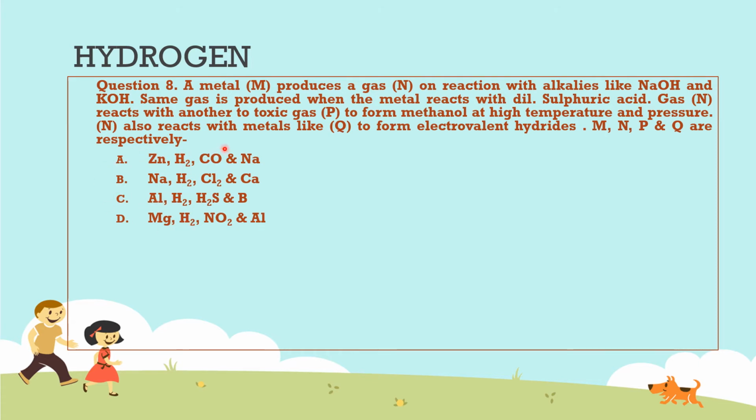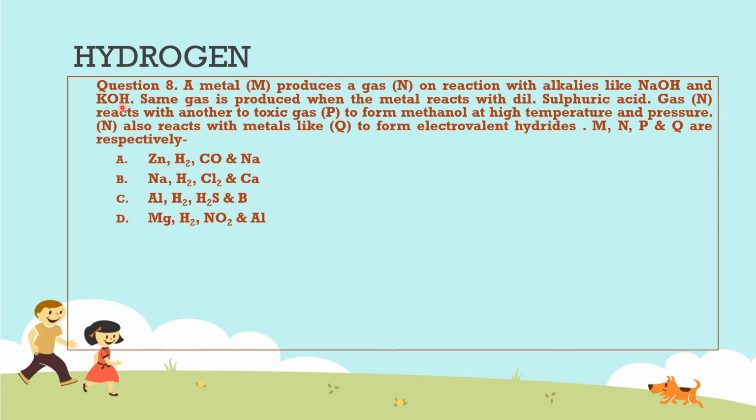Now the next is that the gas N, that is hydrogen, will be reacting with another toxic gas P to form methanol. Okay, so it has to be toxic. If you check the toxicity, carbon monoxide is toxic and H2S is also toxic. But it is carbon monoxide reacting with hydrogen to give us methanol, and it will not be H2S, because methanol is CH3OH, and where will carbon come from in the reaction of H2S and hydrogen? Okay, so this is one thing you will come to know the answer.